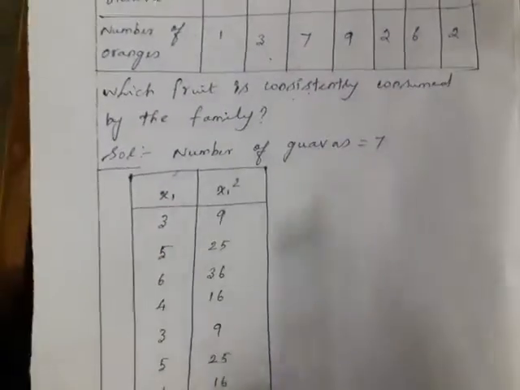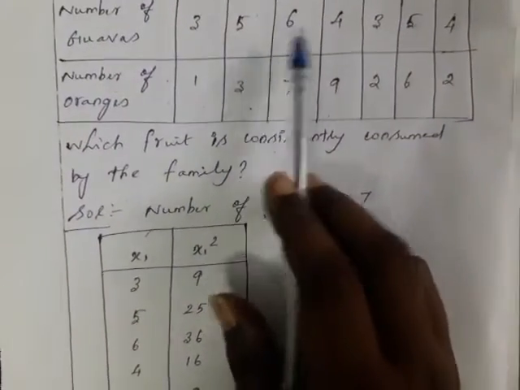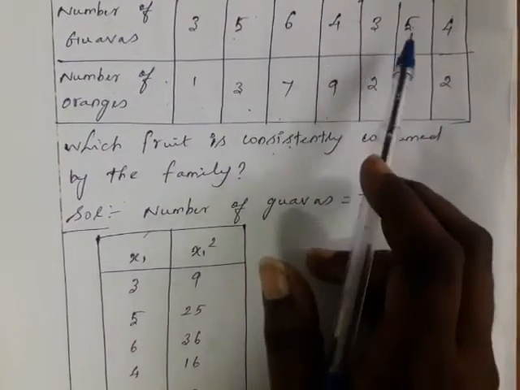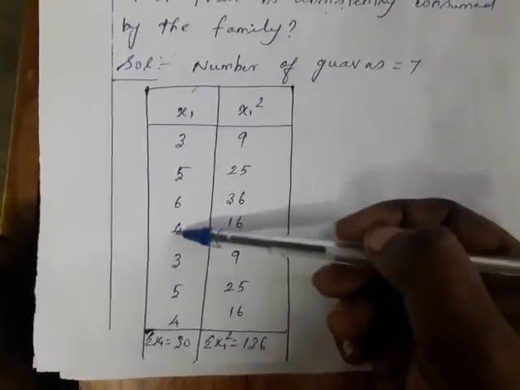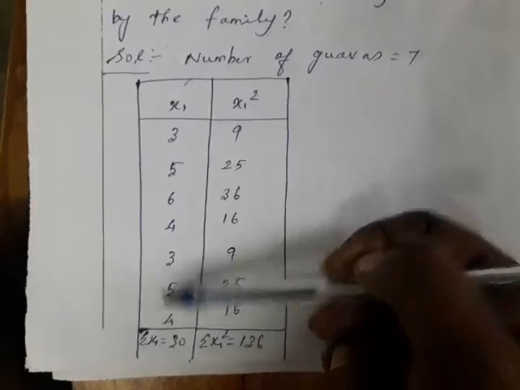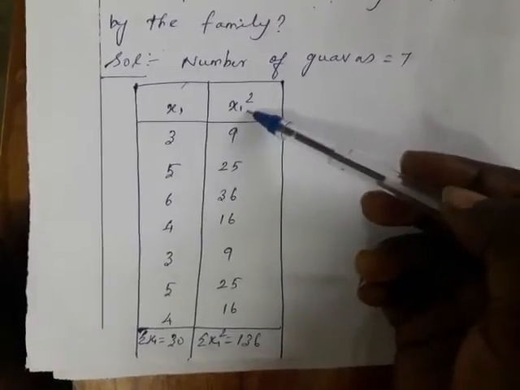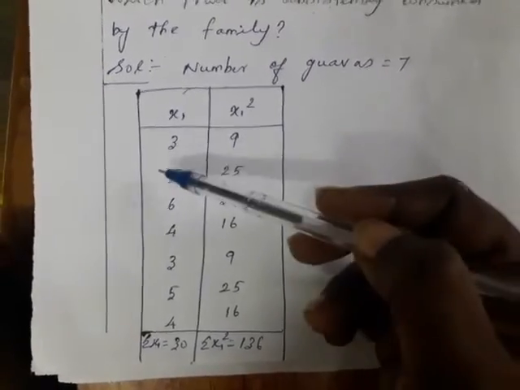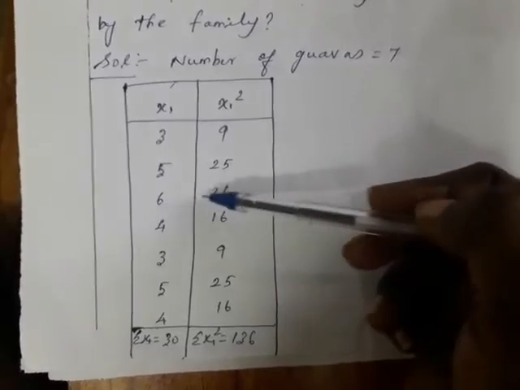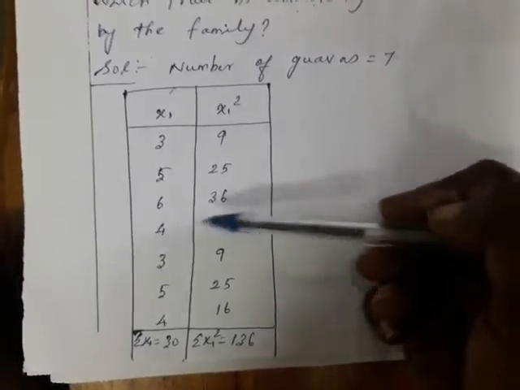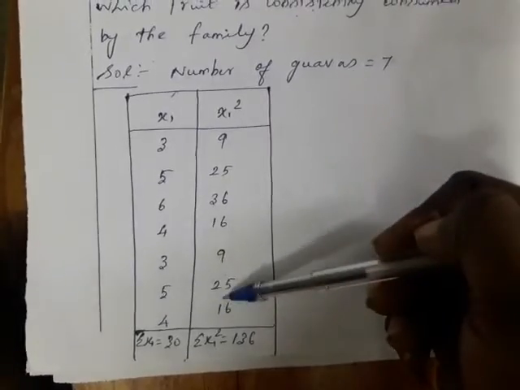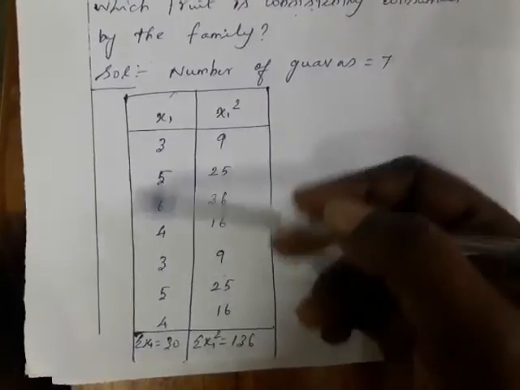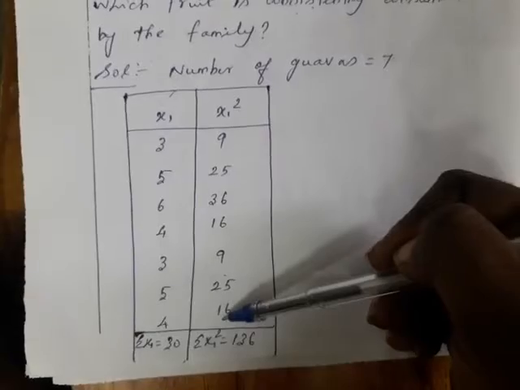So okay, x1, what are all the values? 3 5 6 4 3 5 4. I have to write them one by one. 3 5 6 4 3 5 4. Okay, so next x square I have to find out. 3 square 9, 5 square 25, 6 square 36, 4 square 16, 3 square 9, 5 square 25, 4 square 16. So you have to add: sum of x1, sum of x1 square.